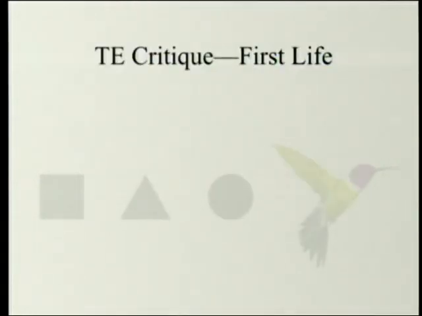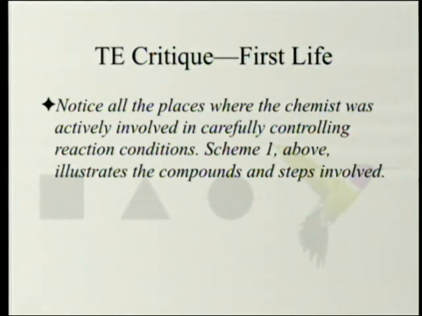And then, of course, there's more to it than that. And once you get that, you have to attach this alkenyl thing, where a Y can be either hydrogen or a TIPS, depending on which pathway you're going down. And then you have this axyl thing that you've already built in another reaction. And you attach, this X could be either iodine or it could be an alkyl thing. And then you attach all of this stuff together using the appropriate temperatures and looks like a palladium catalyst for both of those. It's a technical involved process. Notice all the places where the chemist was actively involved in carefully controlling reaction conditions. Scheme 1 above illustrates the compounds and steps involved.